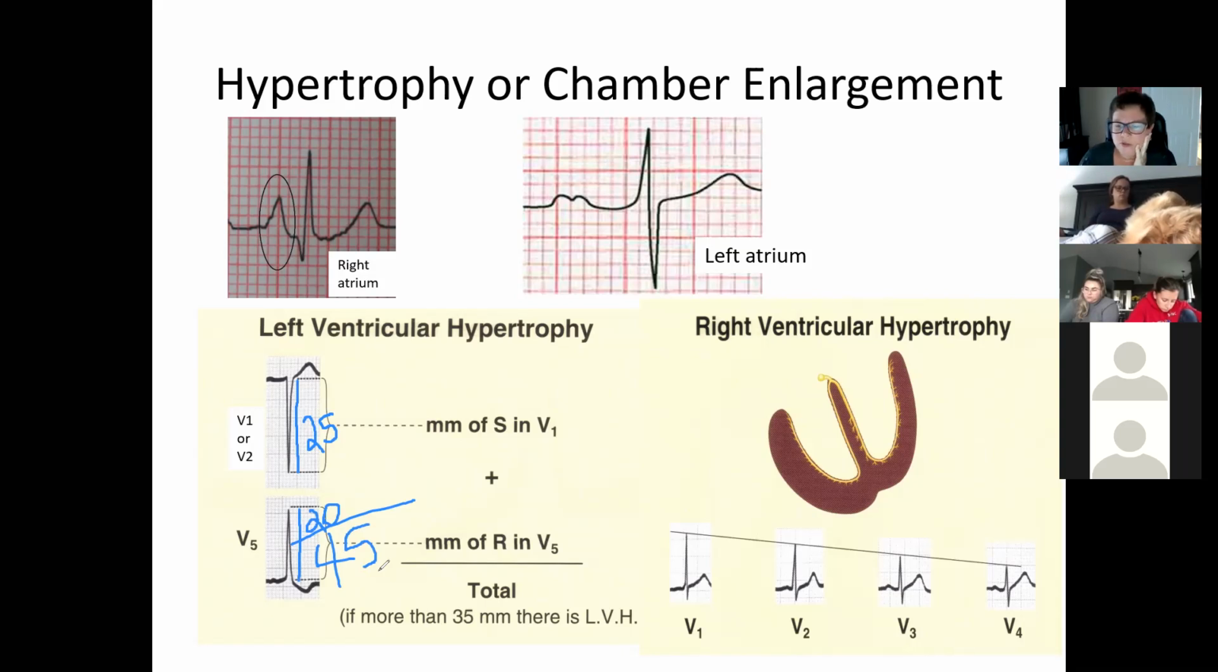And then right ventricular hypertrophy, what you really need to understand is chamber enlargement and hypertrophy only shows up on an ECG about 40% of the time. That doesn't mean your patient doesn't have it. It just means it doesn't show up on ECG. Clinically and on echo, they will have it, but it might not show up on ECG.